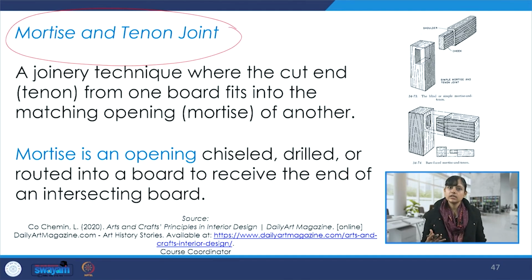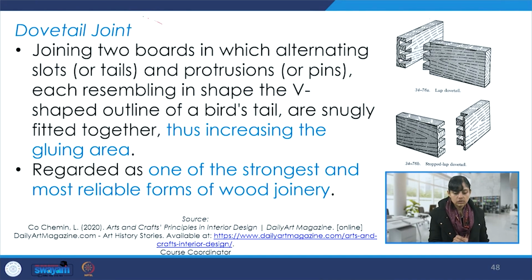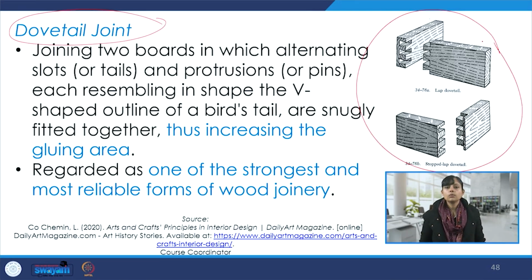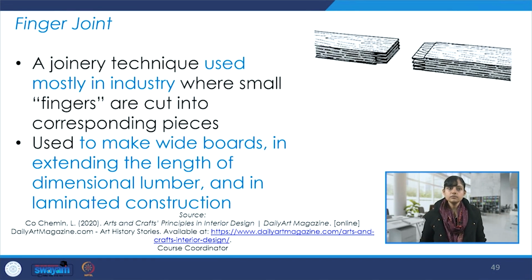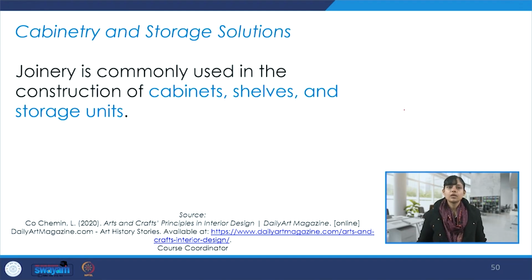So, mortise and tenon joint is what we started discussing with. And we also saw this beautiful joint, which is dovetail joint, and what kind of applications it offers. And it's one of the strongest actually in terms of wood joineries that we have. We saw this finger joint quite used in the industry and what is its purpose. Then we also saw cabinetry and storage solutions and how they particularly utilize certain kinds of joints.